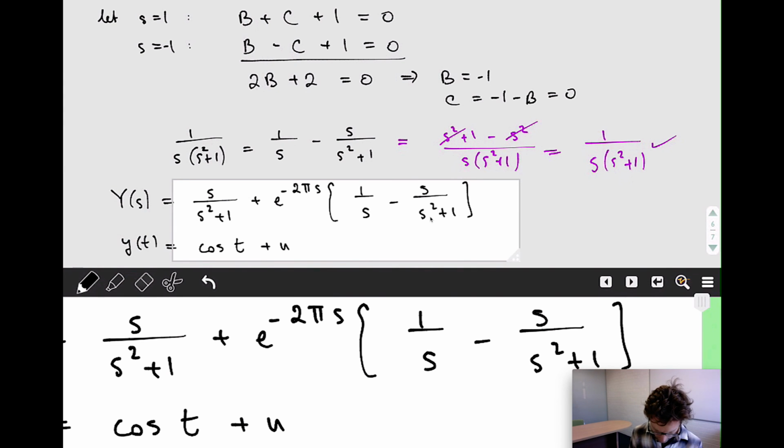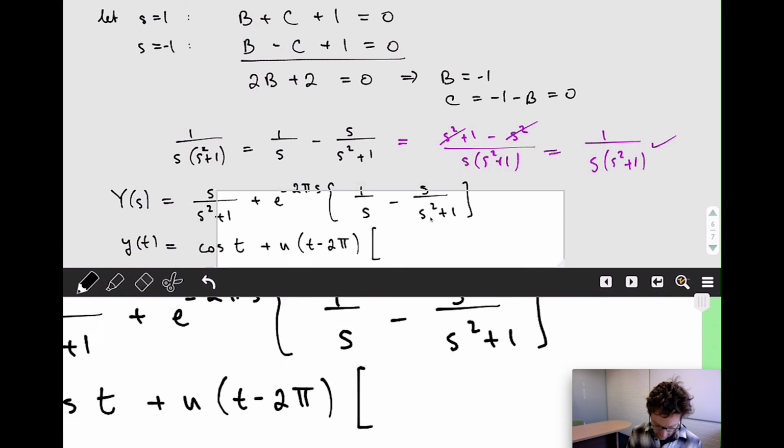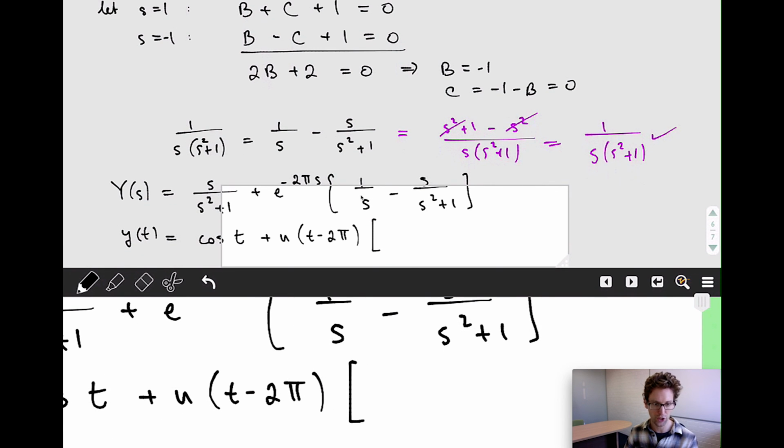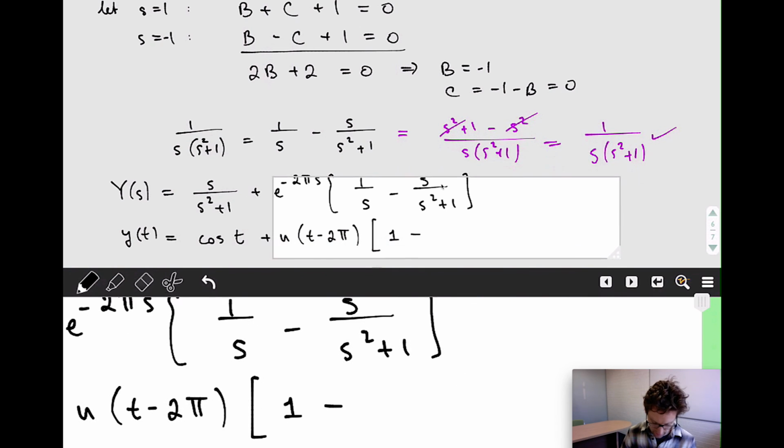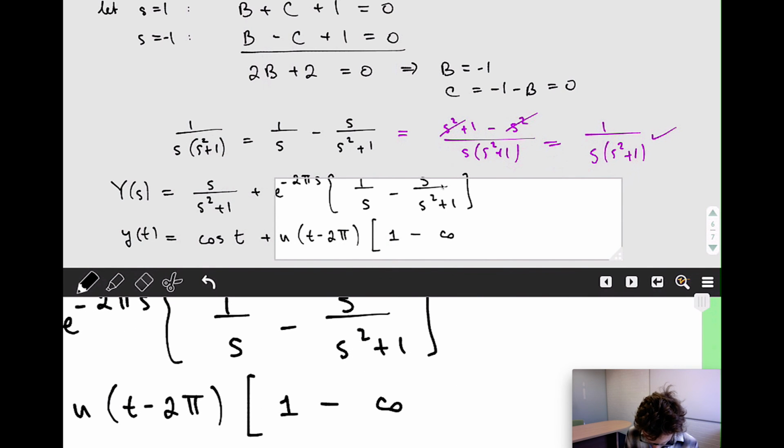So let's first of all multiply them by the right cut. So I've got u of t minus 2 pi, that's a cut at t is equal to 2 pi. And then I'm going to multiply that by a shifted version of the inverse Laplace transform of 1 over s. That is just a constant. A shift of that is just the same number, 1. What about the second term, s over s squared plus 1? The inverse Laplace transform of that is cosine of t, so a shifted version of that will be cosine of t minus 2 pi.